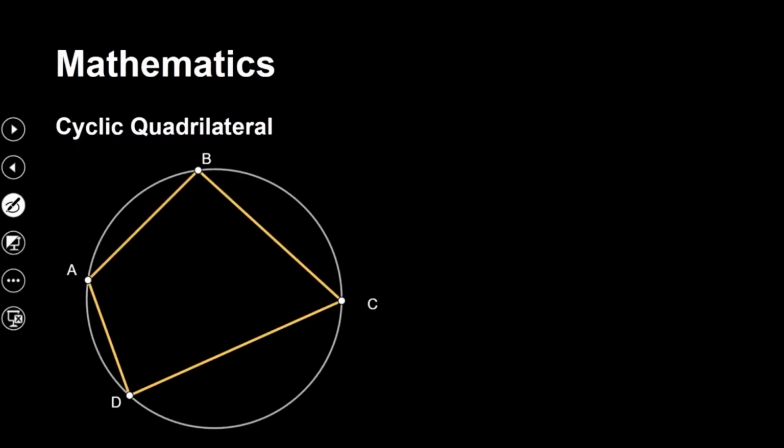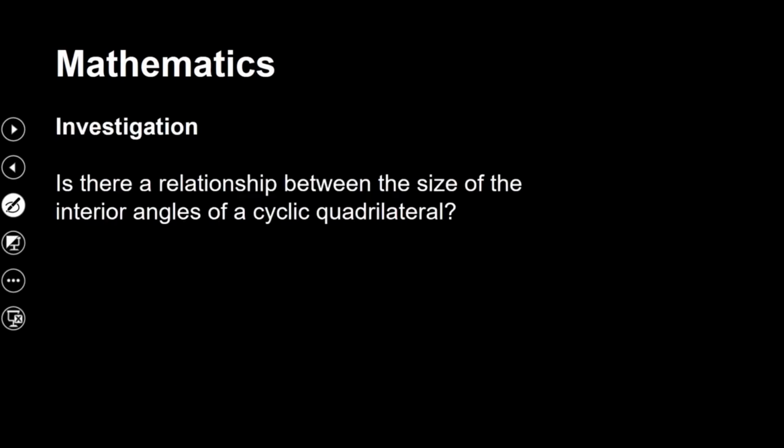So a drawing would then look something like this, where A, B, C, and D are all on the circumference of this particular circle here. Now, is there a relationship between the size of the interior angles of a cyclic quad? That's the question we are trying to think about, and we are going to try and investigate.